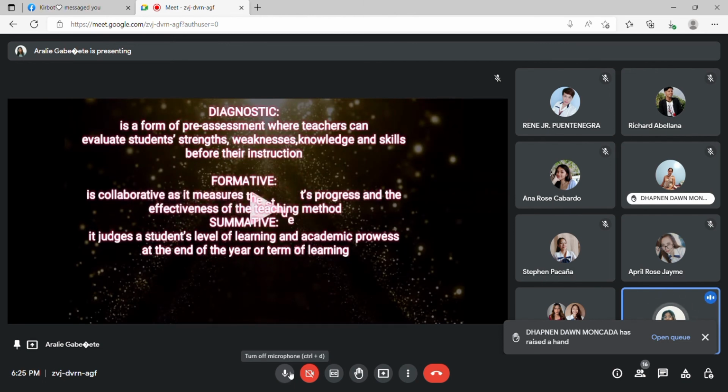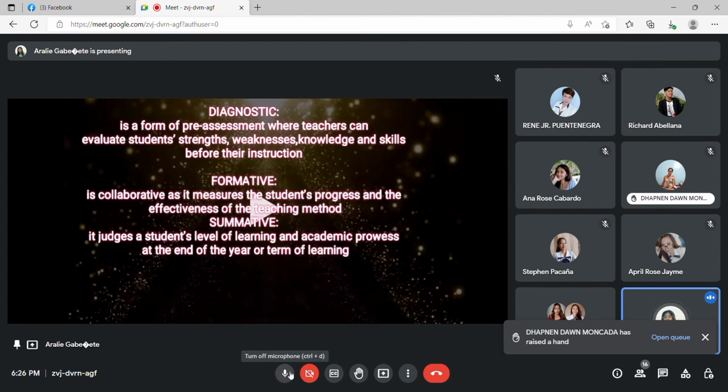And for the second choice, formative is wrong because it is collaborative as it measures the students' progress and the effectiveness of the teaching method. It refers to a wide variety of methods that teachers use to conduct and process evaluation of students' comprehension, learning needs, and academic progress during a lesson, unit, or course.